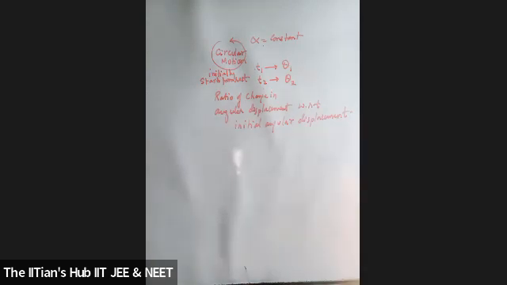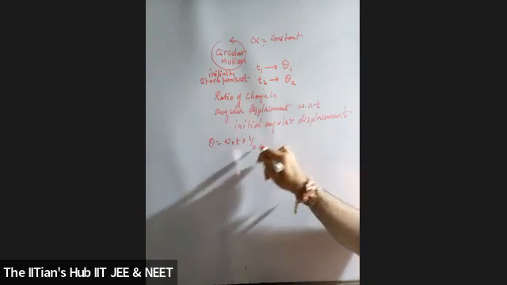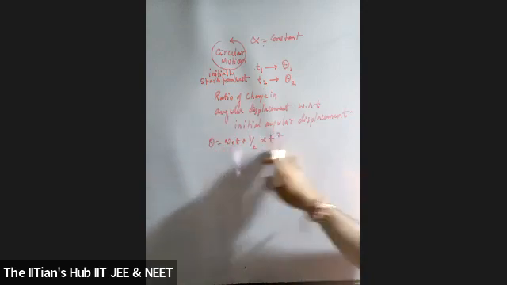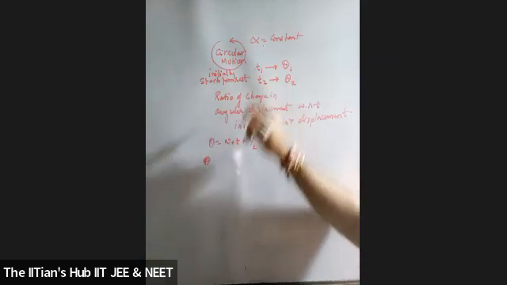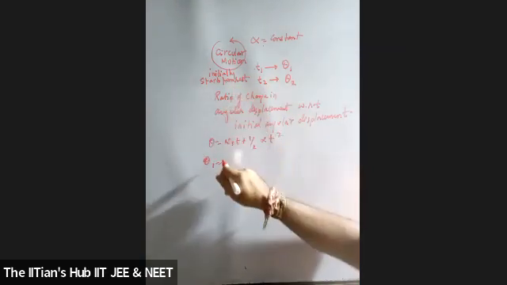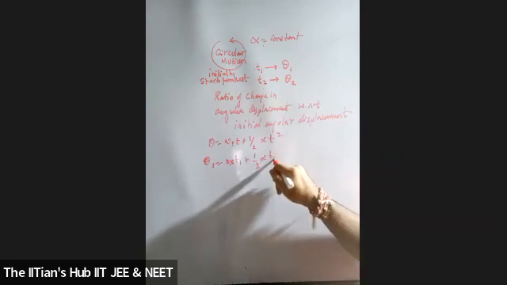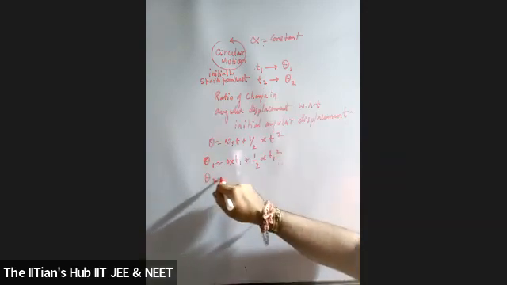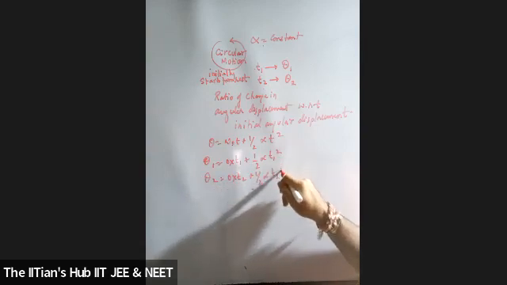Yes, sir. Simply using the formula theta is equal to omega naught t plus half into alpha into t square. Students, didn't I give this equation? Circular kinematics clear? So θ1 is initial angular velocity 0 into t1 plus half into alpha into t1 square. Theta 2 is 0 into t2 plus half into alpha into t2 square.